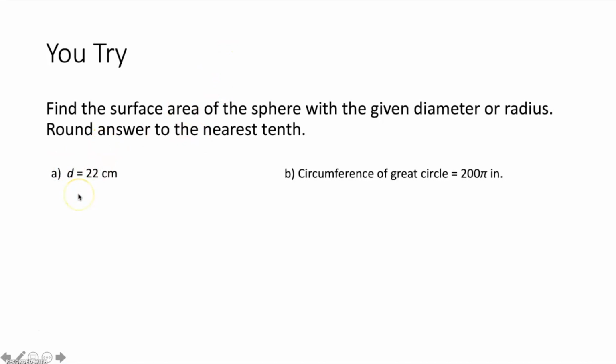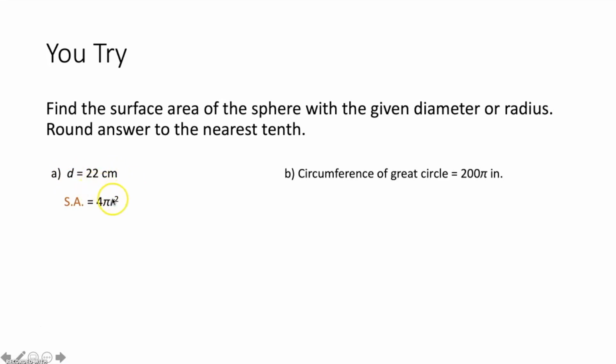Part A, we want to find the surface area of a sphere with a diameter of 22 centimeters. So in order to find the surface area of a sphere, you need to remember the surface area of a sphere formula. Surface area is equal to 4 pi r squared. So we need the measure of our radius, but we're given the diameter. So we're going to take that diameter, divide it by 2, and that'll give us our radius. So the radius of this sphere is going to be 11 centimeters.